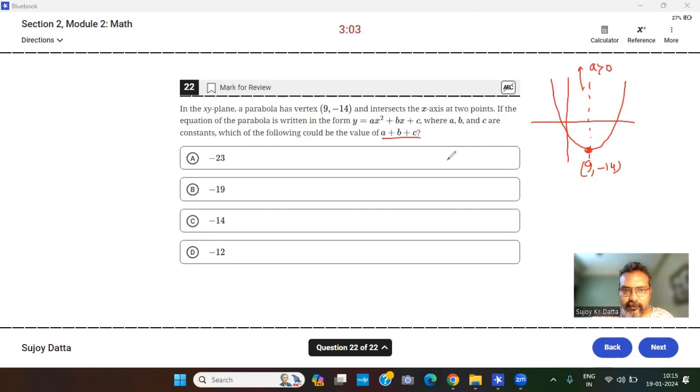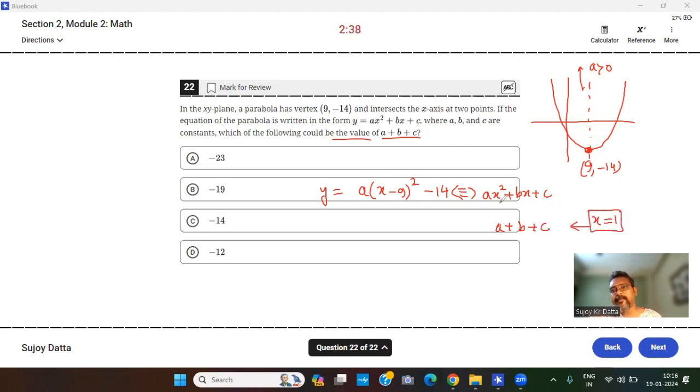Okay, so that is the question. Which of the following could be a value? So if I look at this, I can write my equation y to be a times (x minus 9) whole squared minus 14. This is equivalent to ax squared plus bx plus c. Now, if you look carefully, to get a plus b plus c, I just need to substitute x is 1. If I do x as 1, I get a, I get b, I get c.